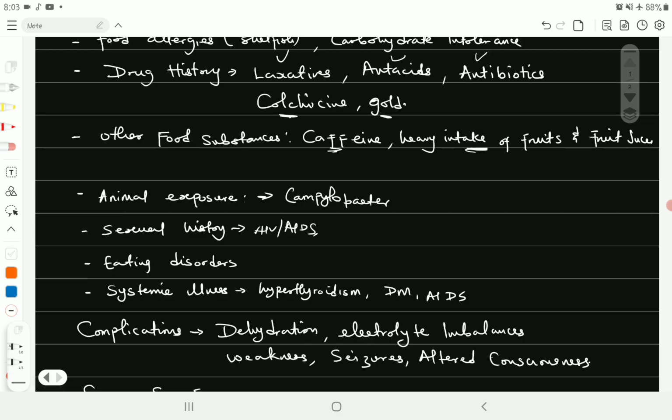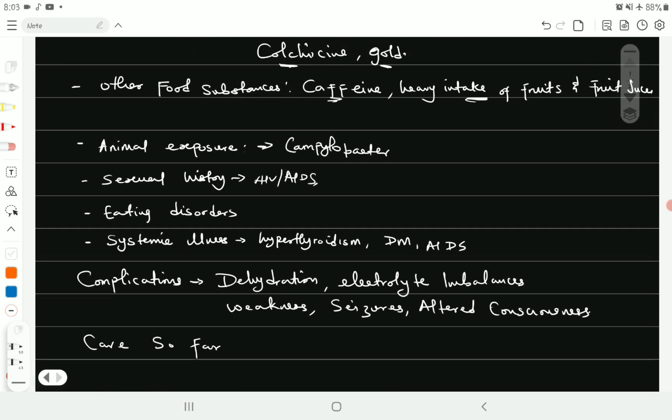If you don't take your time, sincerely, diarrhea is something that should be cracked in detail. As for systemic illness like hyperthyroidism, they have watery diarrhea. Diabetes mellitus, they have a form of autonomic neuropathy such that they have what they call nocturnal diarrhea.